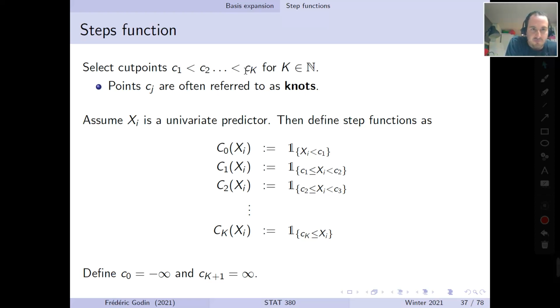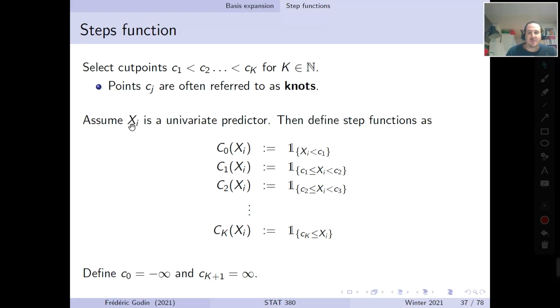are given constants that you have to select. So these cut points will be referred to as knots. Okay? So now in our example, let's say we have a single predictor xi. In practice, xi can be multivariate and you can still apply this technique. But to illustrate the concept, let's assume that you have one original predictor xi.